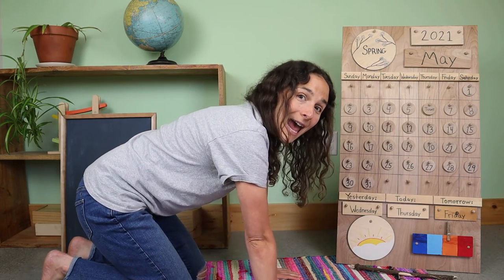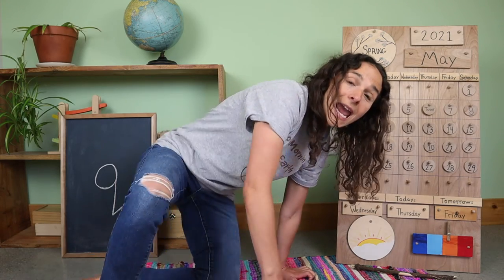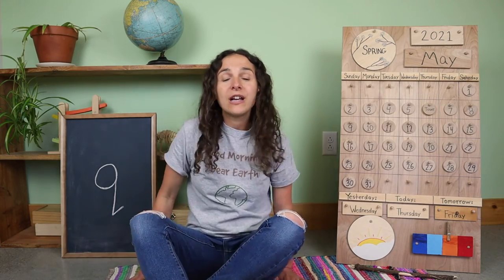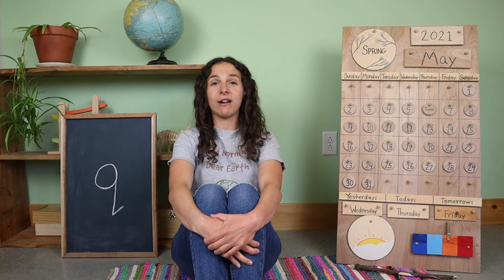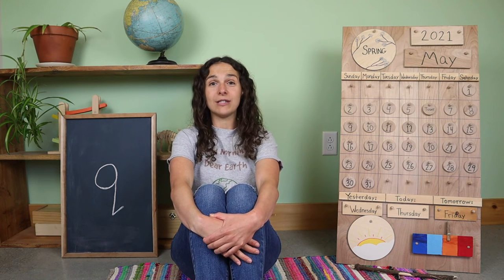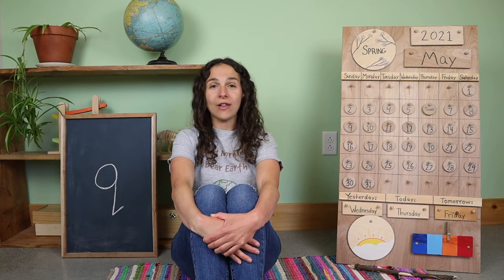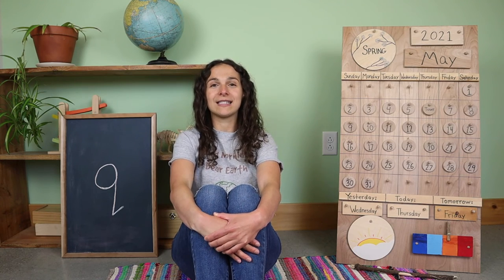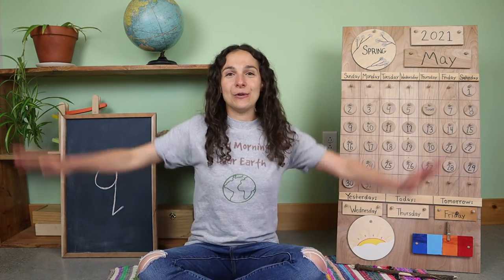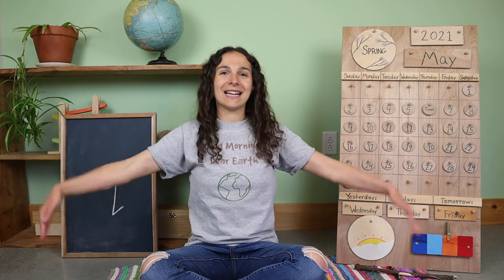And then, after a caterpillar, a chrysalis is formed. So a chrysalis is very, very still. Can you sit very still like this? Don't move any parts of your body. And then a butterfly will emerge from the chrysalis. So now you can flap your butterfly wings like this.